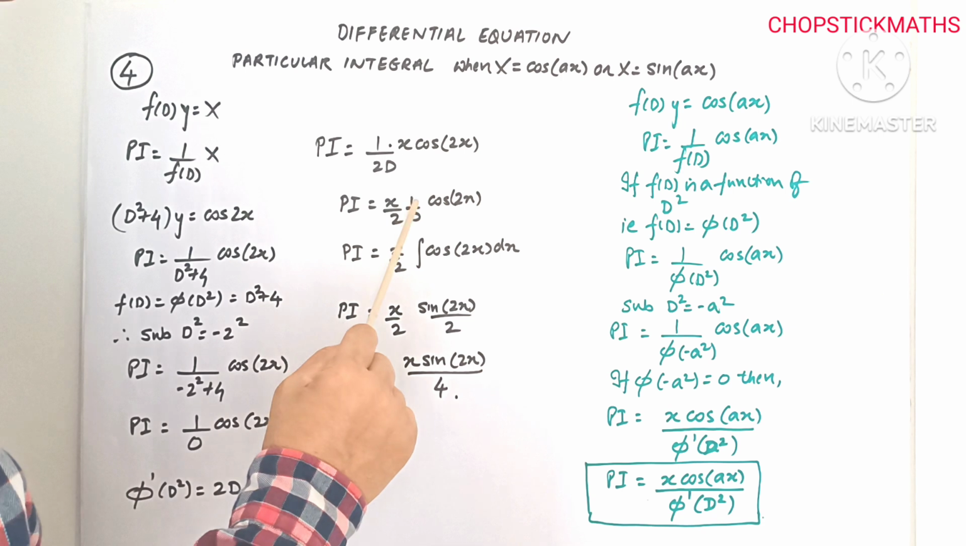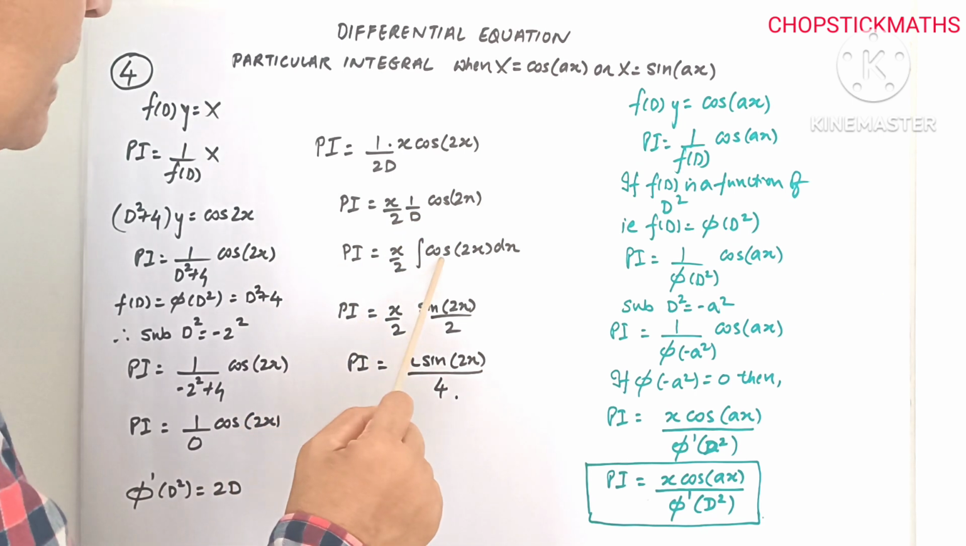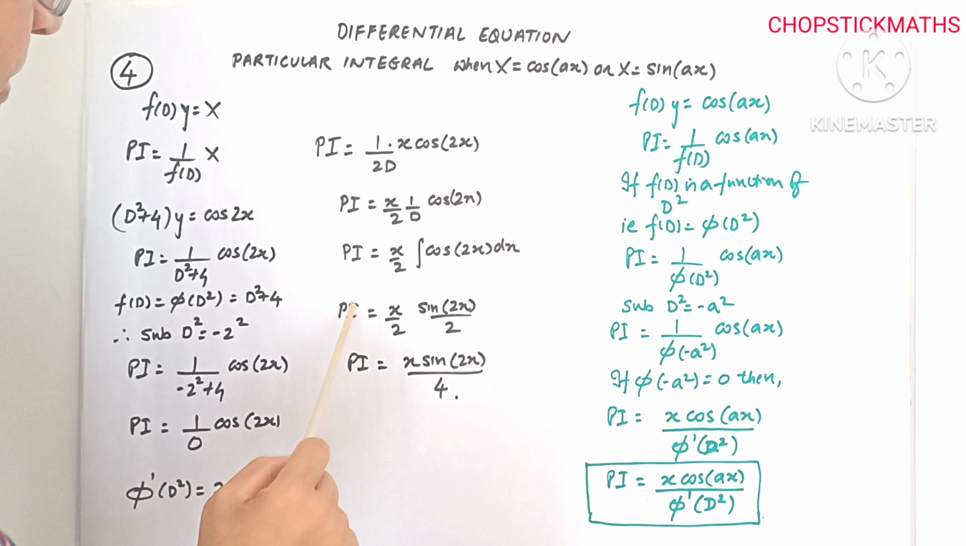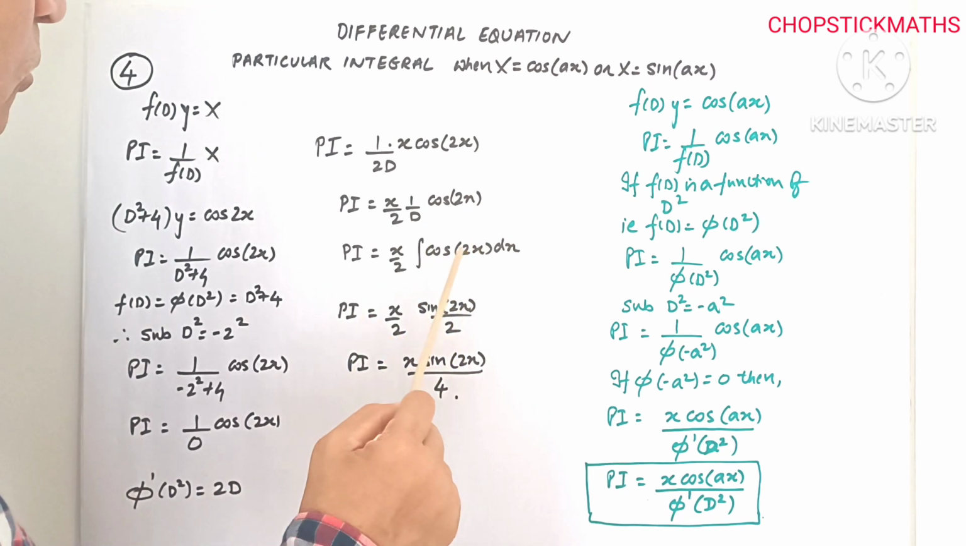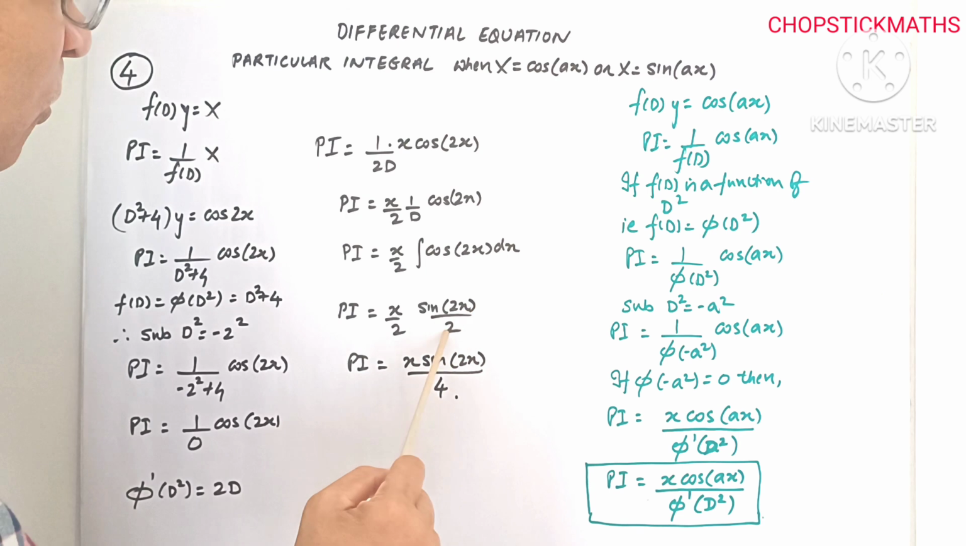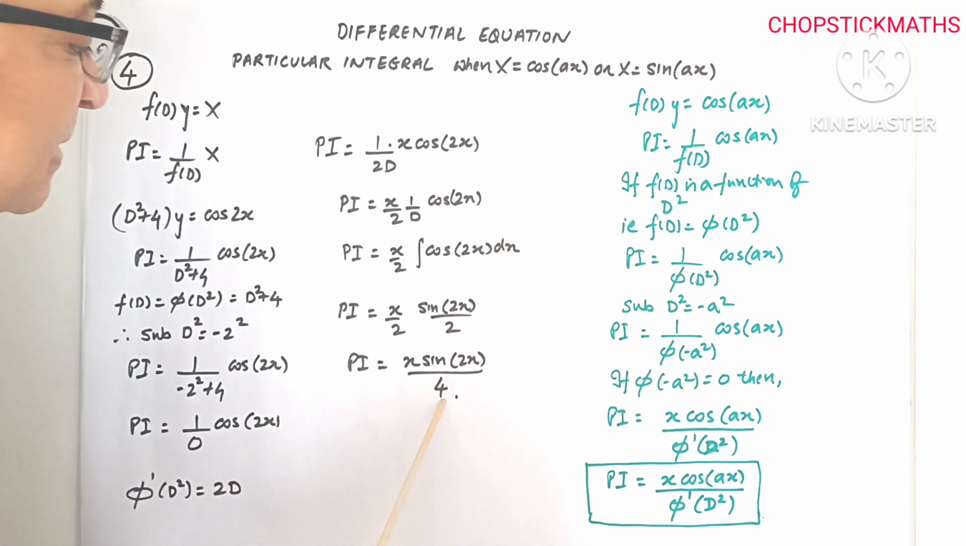Now, as you know, 1/D is the integral. So, PI is x/2 integral of cos 2x dx. So, PI will be equal to x/2, and the integral of cos 2x dx is sin 2x/2. Therefore, PI is x sin 2x/4. Thank you very much.